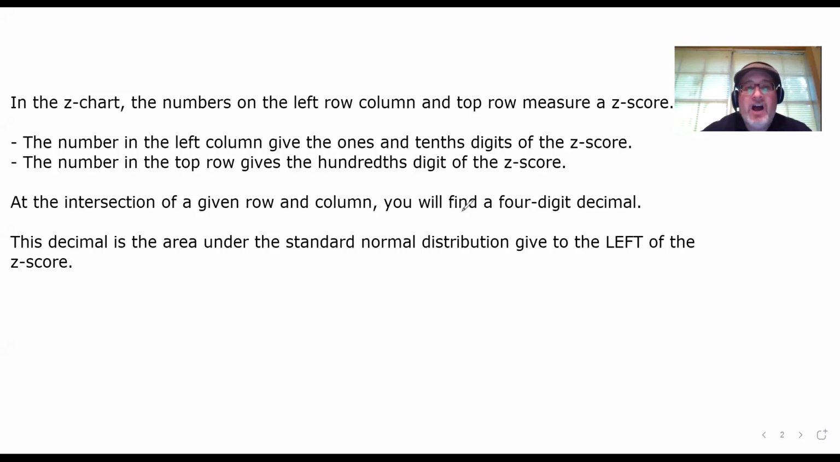Specifically, the number in the left column gives you the 1s and 10ths digits of the z-score. In other words, it gives you the number to the left of the decimal and the number to the right of the decimal. The number in the top row gives the 100ths digit of the z-score, so it gives you the second decimal place. So let's go back to the Z chart and show you what I mean.